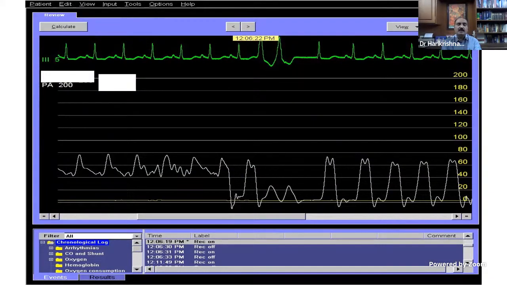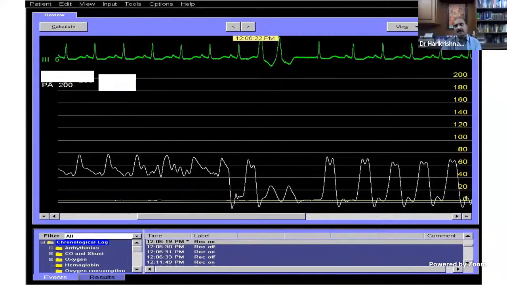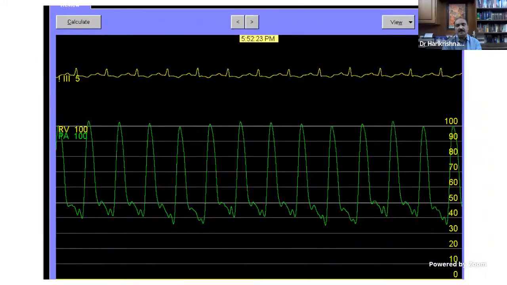Next, we will go to this. What is this? So already we have discussed. Yeah, this is already discussed. It is a pullback tracing from pulmonary artery to RV with raised pulmonary artery pressure of around 80 by 40. Okay, so this is a pulmonary hypertension situation. What is this one?